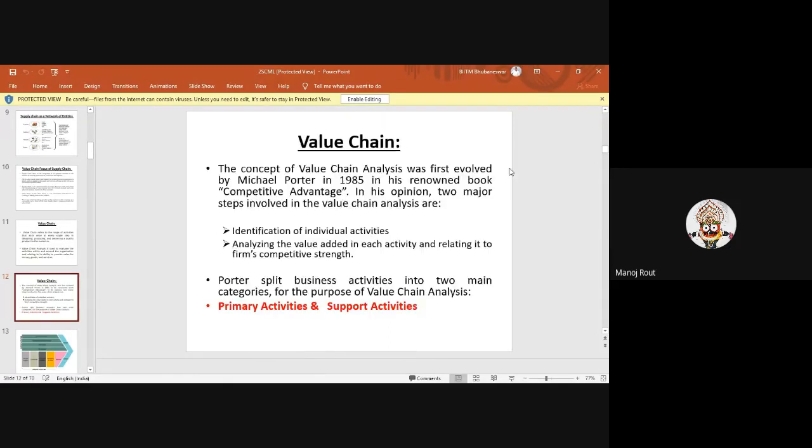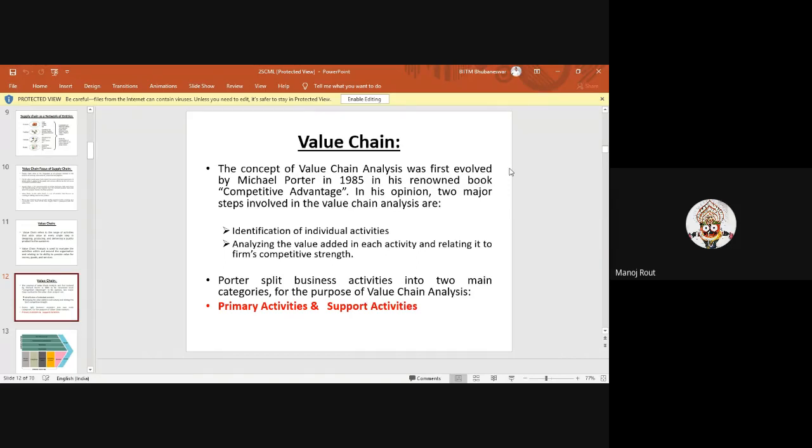Go to next slide. Basically, the basic concept of value chain analysis was evolved by Michael Porter in the year 1985 in his renowned book Competitive Advantage. In his opinion, two major steps are involved in value chain analysis. So what are the steps? The first one is identification of individual activities.